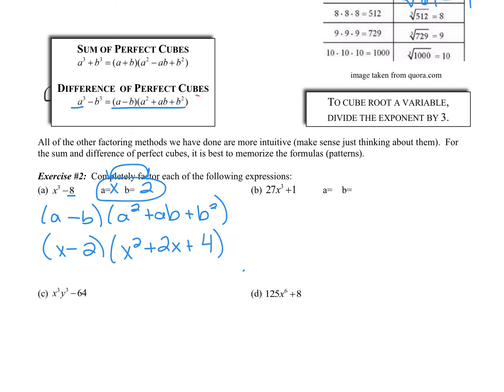Now, with this structure of A squared plus AB plus B squared, this trinomial will not factor in the way we learned last lesson. So there we can check. There are no numbers that add up to 2 and multiply to 4, right? There's nothing that works, so that is done at that point. So let's look at our next one.